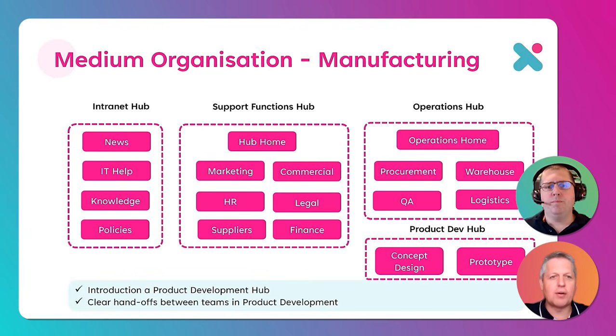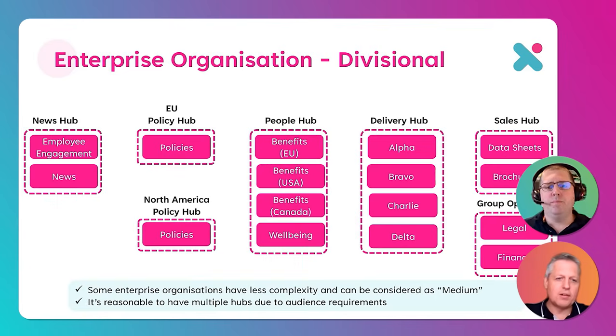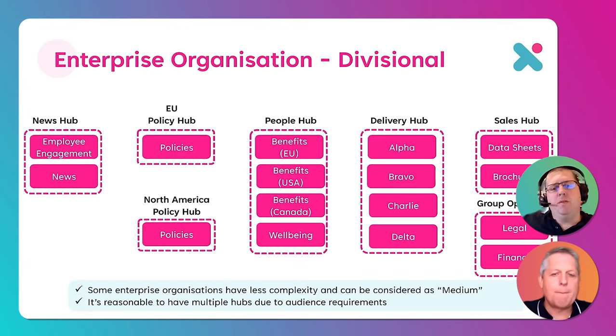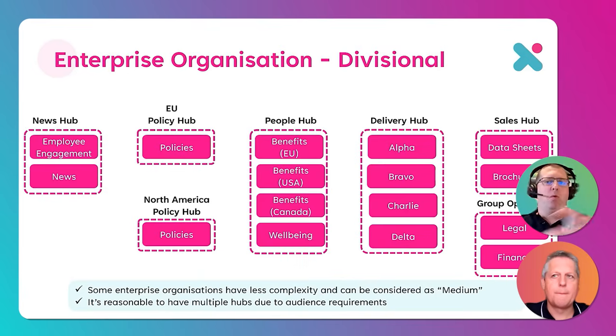So let's look at the enterprise slide here, Ben. A lot going on. Do you want to take us through it? Yeah, so the first thing we really want to highlight is that we're starting to see some potential separation of the intranet hub into multiple hubs. So we could be creating a news hub, where there might be a whole team or department that focuses on internal news, employee engagement and well-being, for instance.